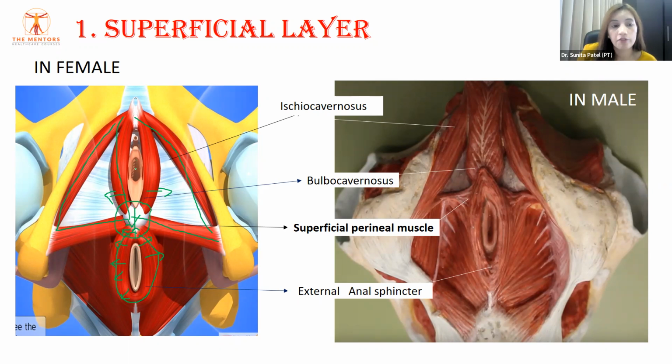There is a difference between female and male. For the male, this is the image. And yes, the urogenital and anorectal triangle muscles are the same. The superficial muscle fibers are the same.